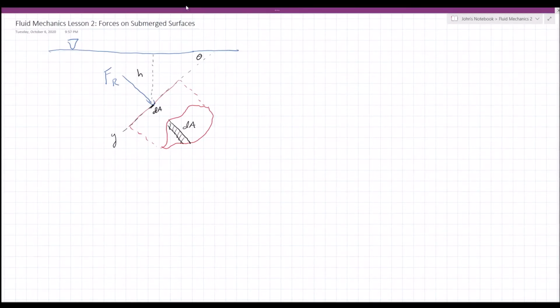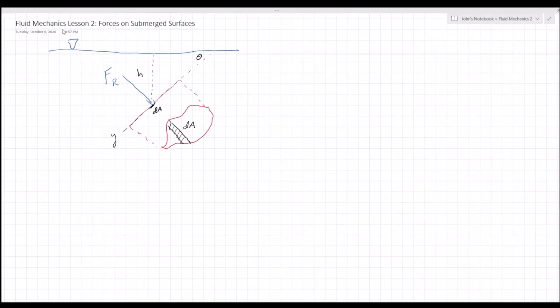Hello everyone! Today we shall be covering our second fluid mechanics lesson, which is forces on a submerged surface. So, I have some surface here that is red, that is submerged, and you'll notice here I have this triangle on top of my fluid line. That just means that above the fluid line is open surface, open to the air.